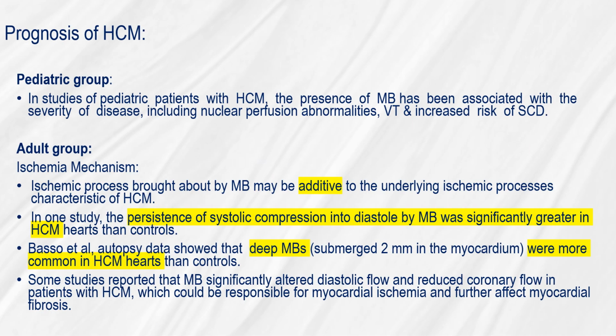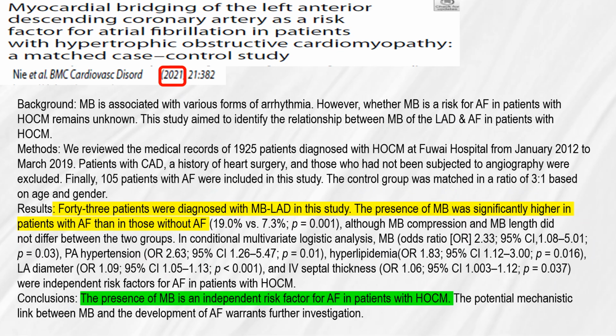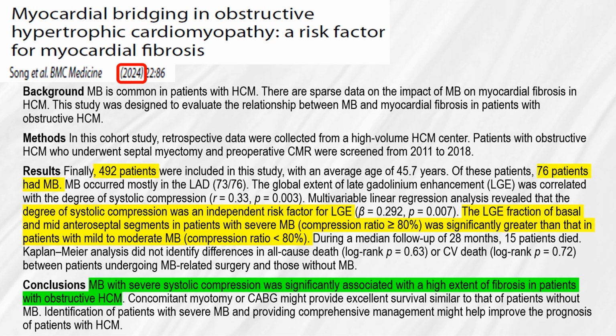Regarding the prognosis, myocardial bridge adds to the underlying ischemic process. There is more increase in incidence of persistence of systolic compression into diastole and deep myocardial bridges in HOCM patients than the general population. Myocardial bridge is an independent risk factor for AF in patients with HOCM, as seen in this 2021 study. And in this 2024 study, a myocardial bridge with severe systolic compression was significantly associated with high extent of fibrosis in patients with obstructive HOCM.